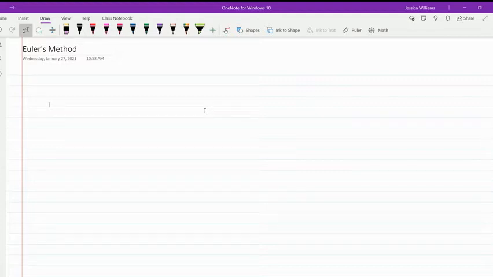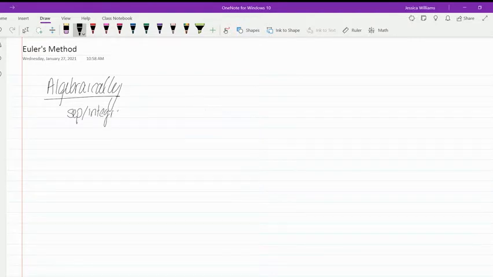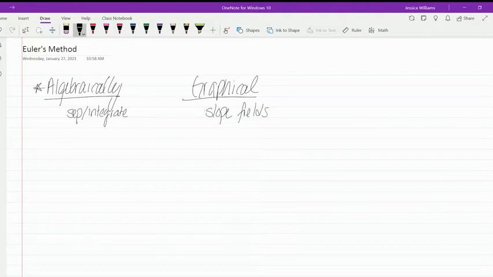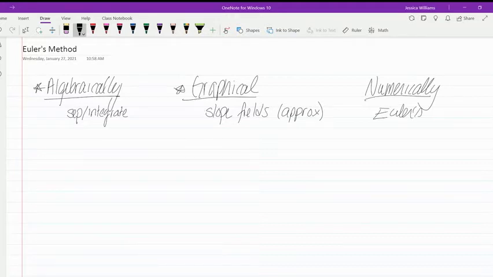So far we've done it algebraically, with separate and integrate. Algebraically, you can find the actual real answer if you separate and integrate, but that only applies to separable differential equations. We've got a graphical approximation using slope fields. So we can do it algebraically, we can do it graphically. Again, this is an approximation. And then finally, your last way to look at these things is numerically, through this wonderful process called Euler's method.